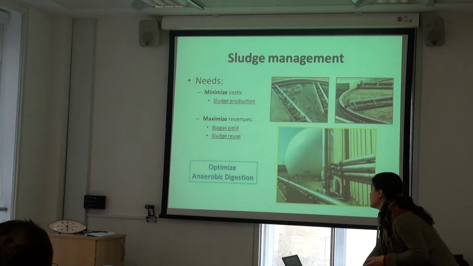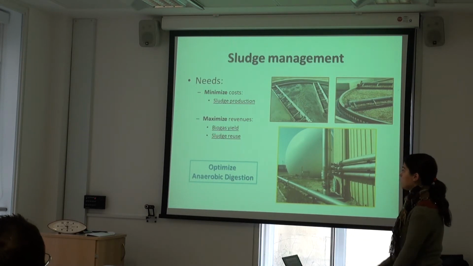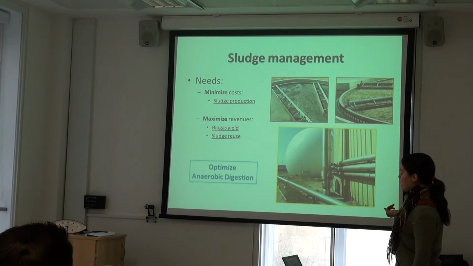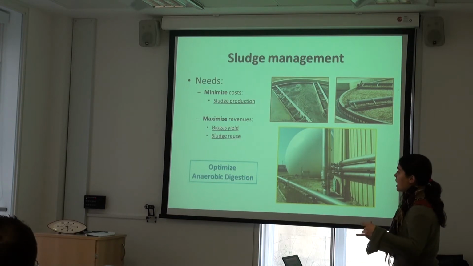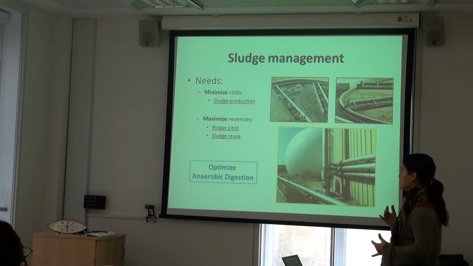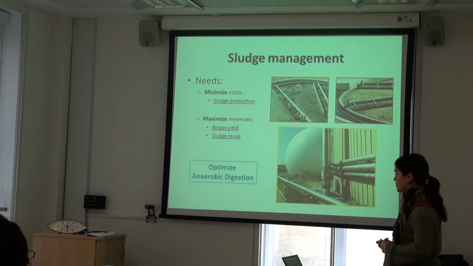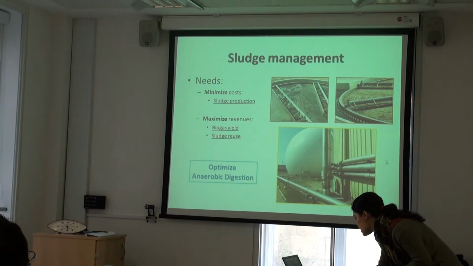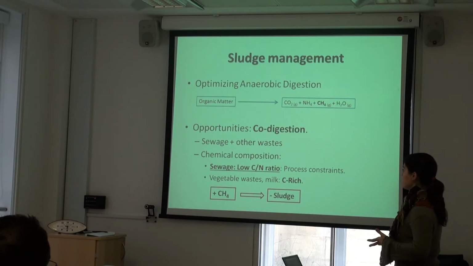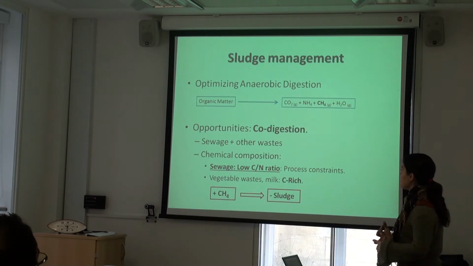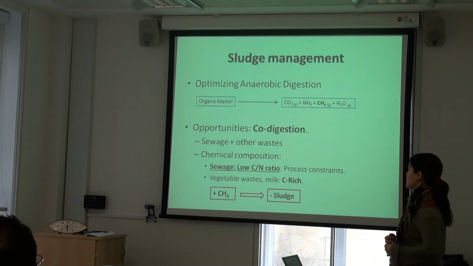Still, so basically, what does this need? Well, it needs to minimize costs. The treatment plant could be seen as a system where you want to minimize costs, basically minimize the production of sludge, and maximize revenues by maximizing biogas yields and trying to reduce the sludge with these limitations, and this has a lot to do with optimizing the anaerobic digestion of treatment. So this is basically what anaerobic digestion does, transforms the organic matter into the simplest compounds, CO2, ammonia, methane, also other gases, and methane can be used.